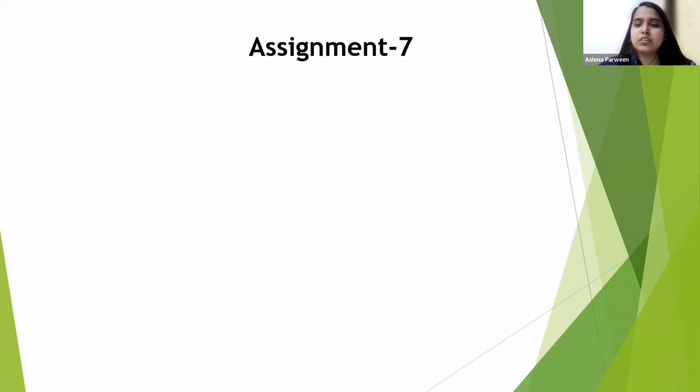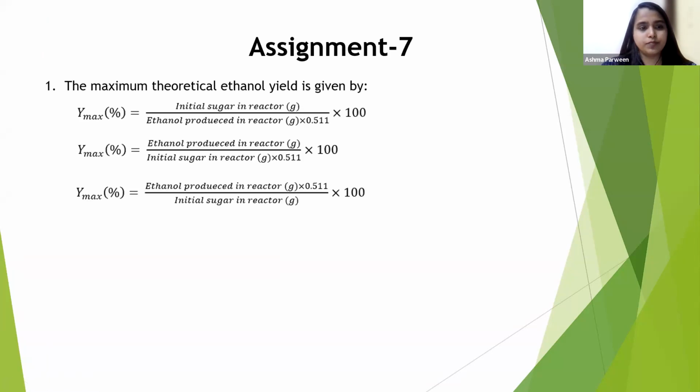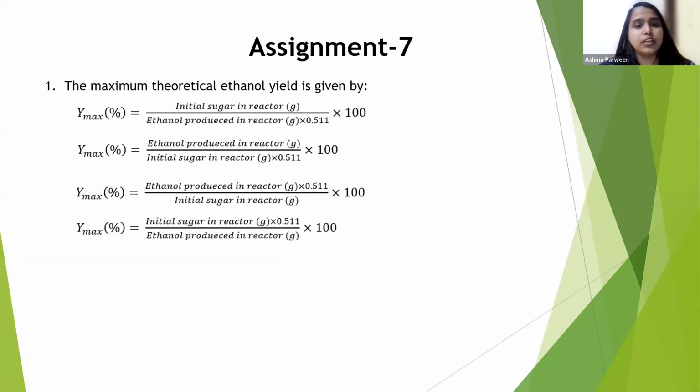I'll give you 2 to 3 minutes for the theoretical questions, and I will give you 5 minutes or more for the numerical questions. So the first question is, the maximum theoretical ethanol yield is given by. We have to find out which formula is used to calculate the maximum theoretical ethanol yield. So I'll request you all to please try to solve these questions and just write whatever option A, B, C, D you think is correct in the chat box. And I will give you 2 minutes for this question. So just take your time and write your answer.